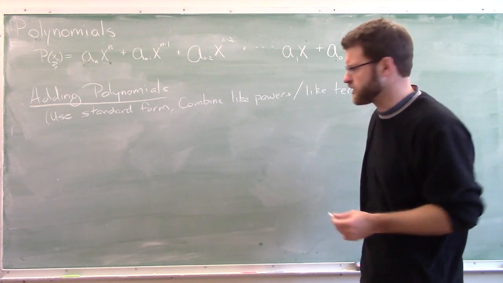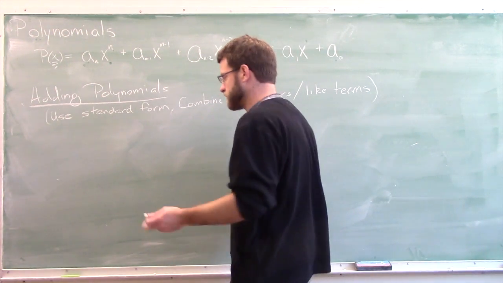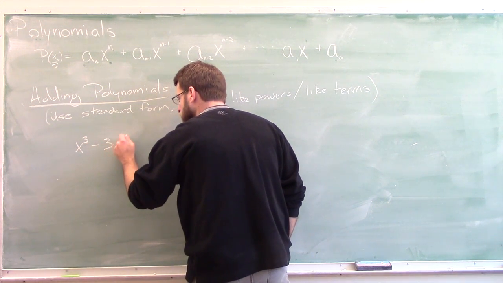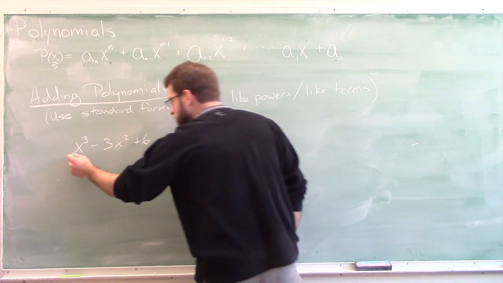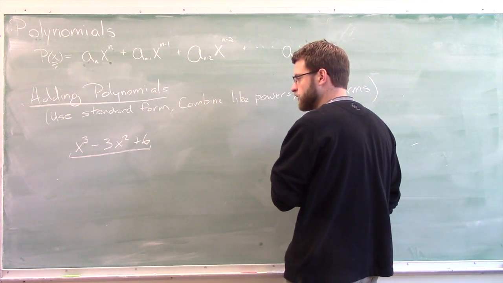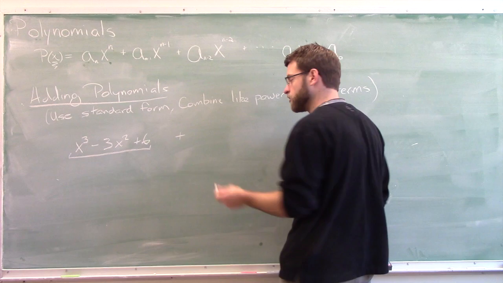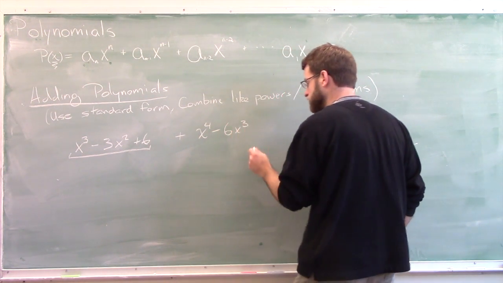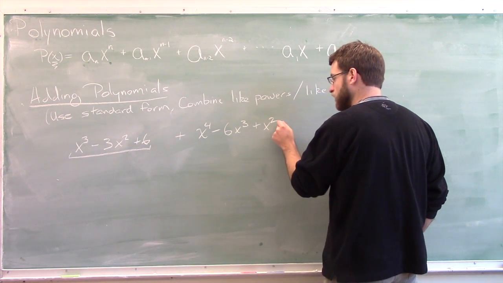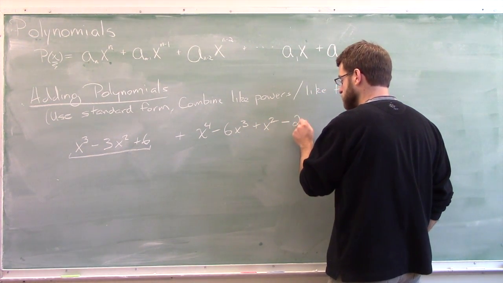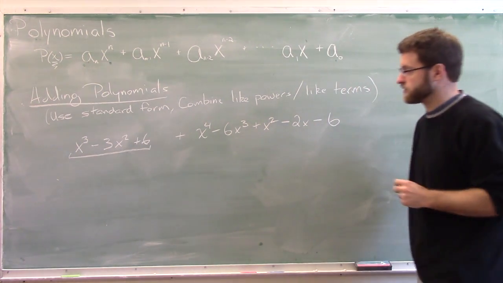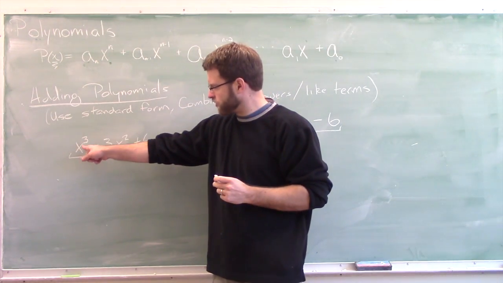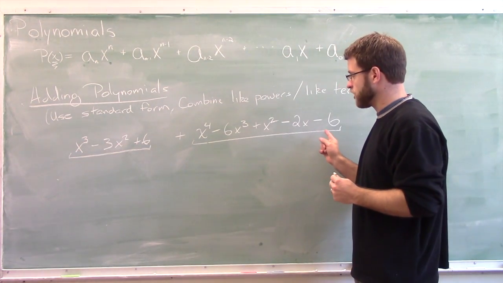So let me give you an explicit example of that. I'll write down two polynomials. I'll write down x cubed minus 3x squared plus 6. This will be the first polynomial that I'm going to write down. And then I want to add that to another polynomial, which I'll write as x to the fourth minus 6x cubed plus x squared minus 2x minus 6. Okay, so I'm thinking about adding this third degree polynomial and this fourth degree polynomial.